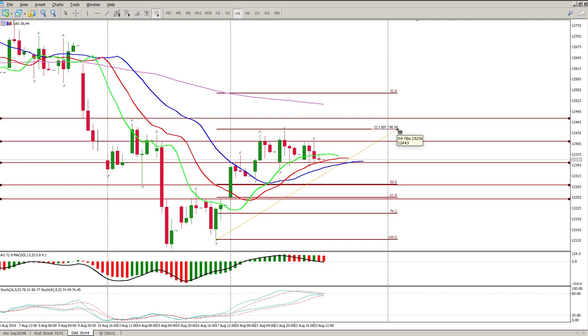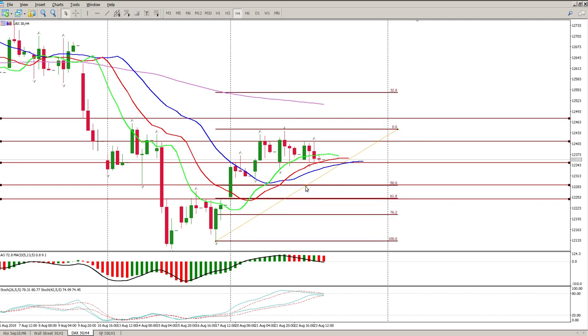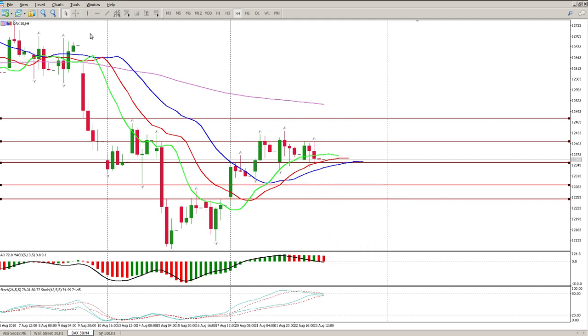Okay, and that would line up with the 61.8. So first target would line up with a 50% Fibonacci, second target would line up with the 61.8. So that is a fairly good area to take profit. That would give me a 58 point and 100 point trade. So on the DAX, that's a fairly good trade.